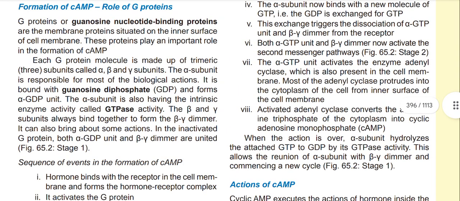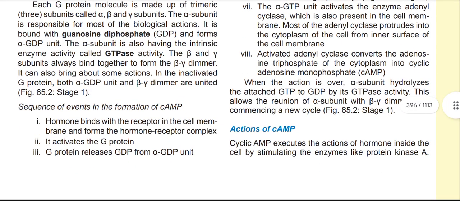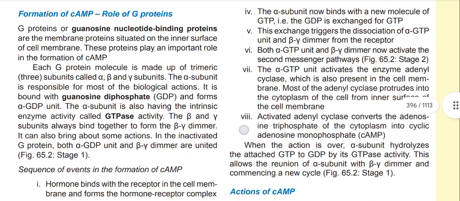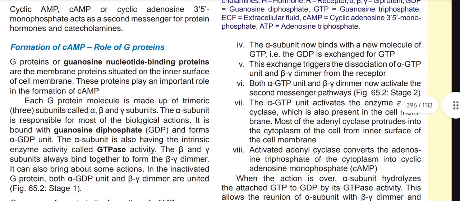G protein is also known as guanosine nucleotide binding proteins. And the G protein releases GDP from the alpha GDP unit. So the G protein releases what? GDP from the alpha GDP unit. Then the alpha subunit binds with a new molecule of GTP. The GDP is exchanged for GTP, and this exchange triggers the dissociation of the alpha GTP unit and beta gamma dimer from the receptor. Then when the alpha GTP unit and beta gamma dimer are dislocated from the receptor, they come to the second messenger pathway.